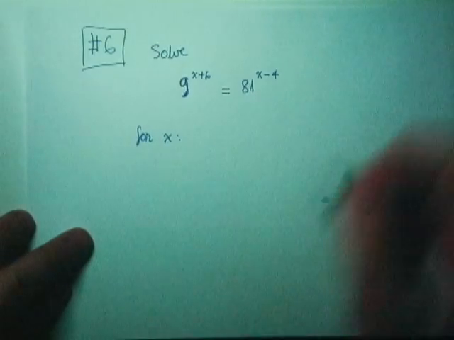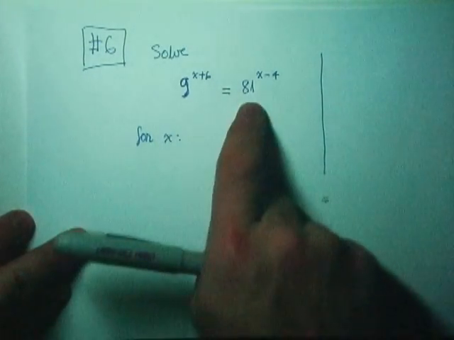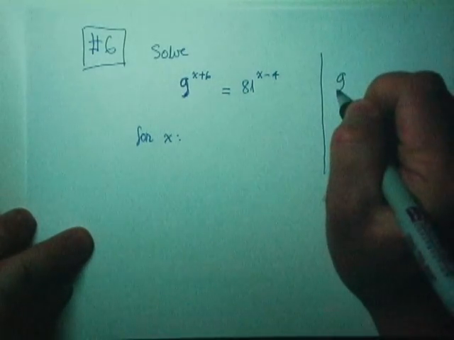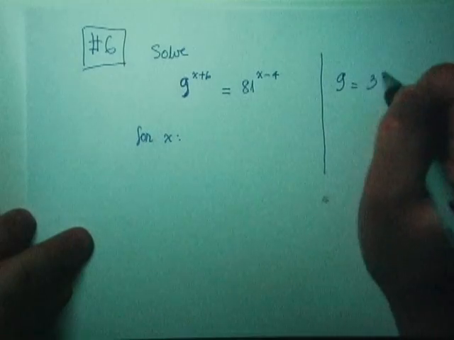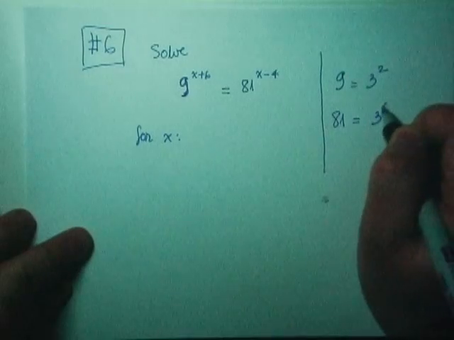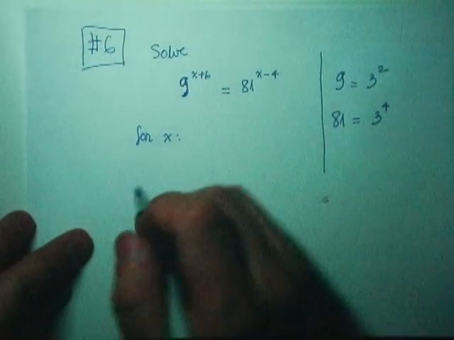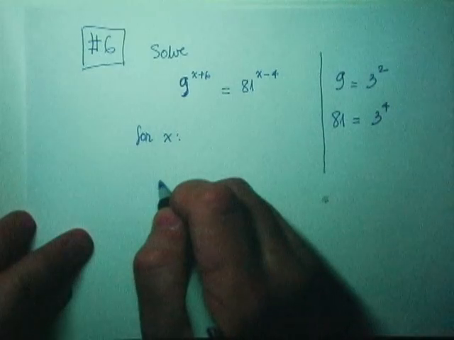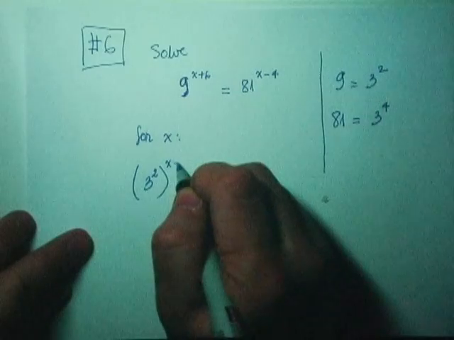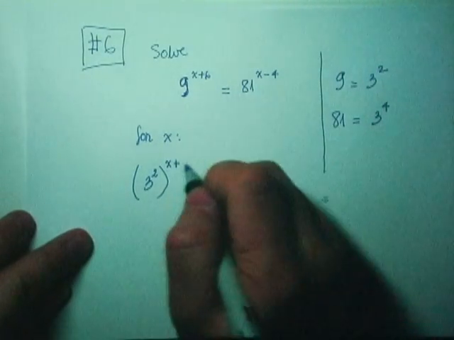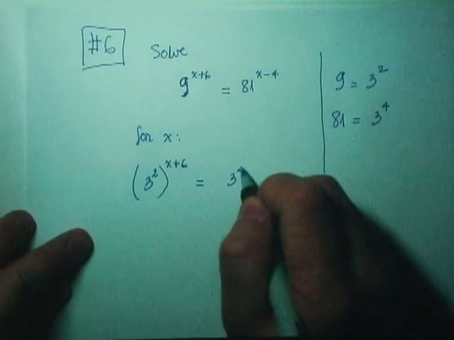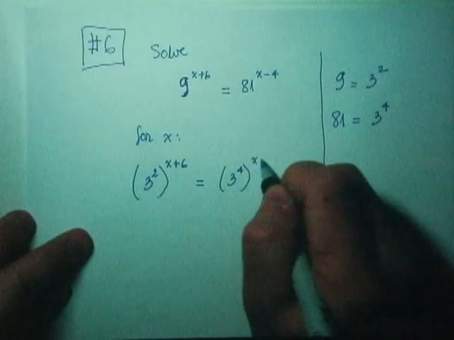And once again, same trick. We would like to rewrite each of these bases on the two-hand side into something with a common base. So now 9 itself is the same as 3 squared. 81 is the same as 3 to the 4th power. So now my equation can be turned into, the left-hand side as 3 squared raised to the power x plus 6, and then equals, on the right-hand side, 3 to the 4th power, all quantity raised to the x minus 4 power.